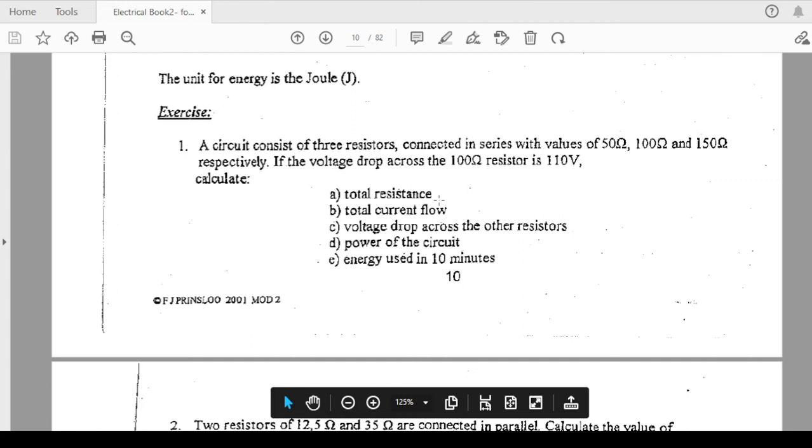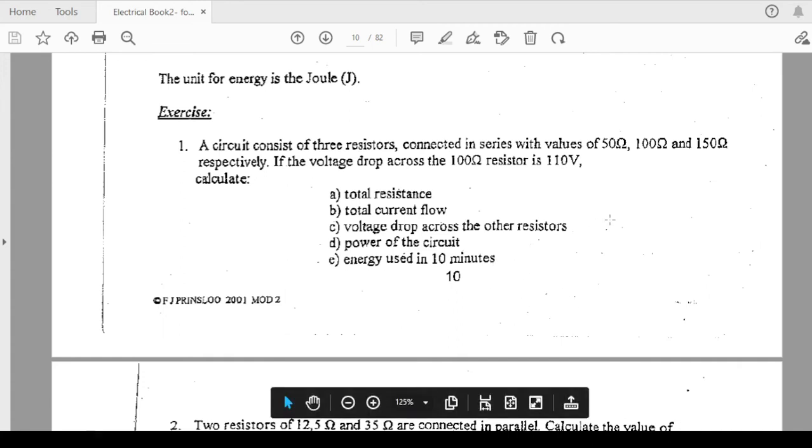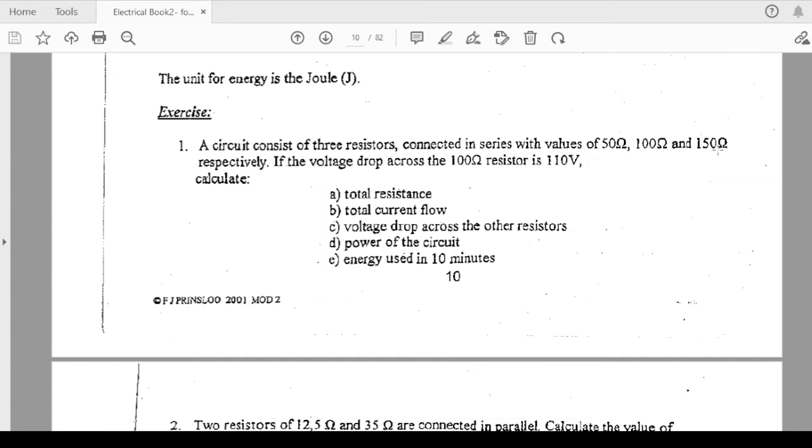How do you get total resistance? It will be adding up the resistors, isn't it? It's easy, series: 50 plus 100 plus 150, 300 ohms. Yes.